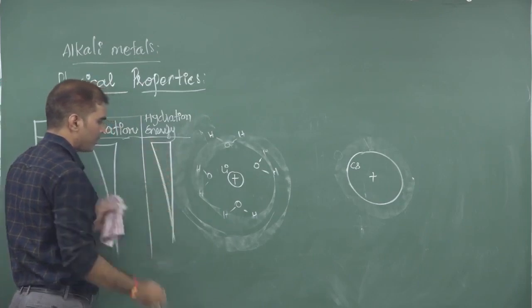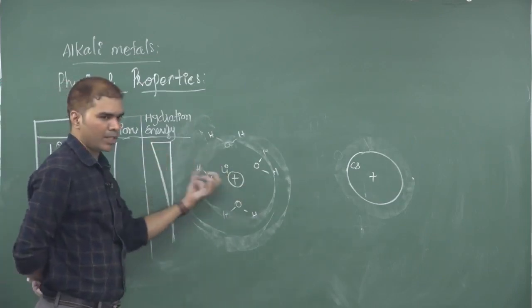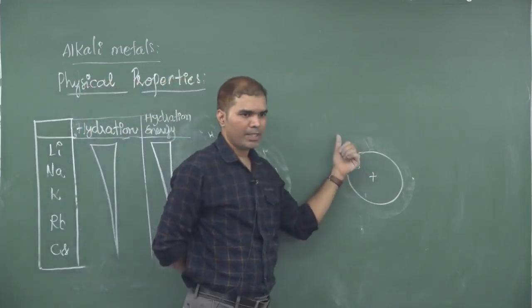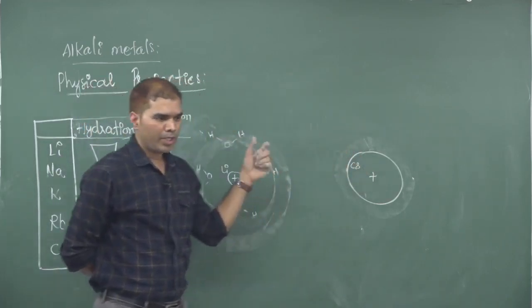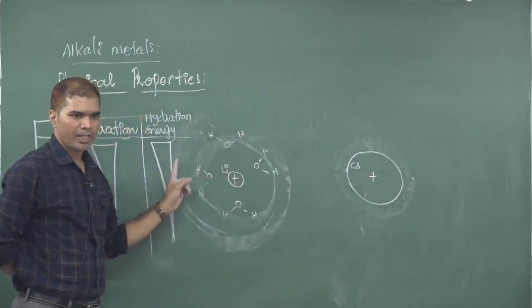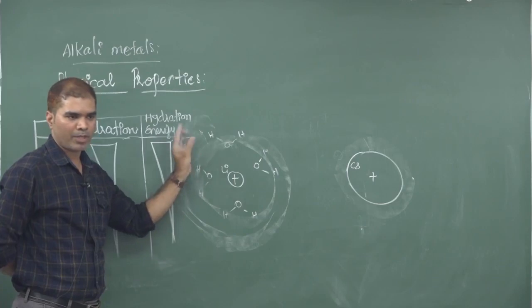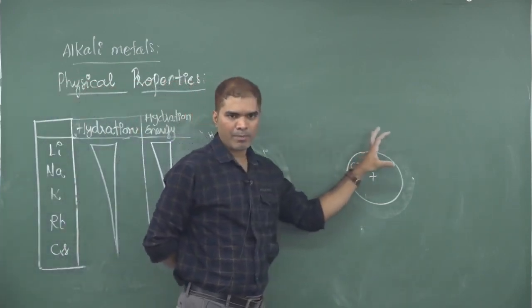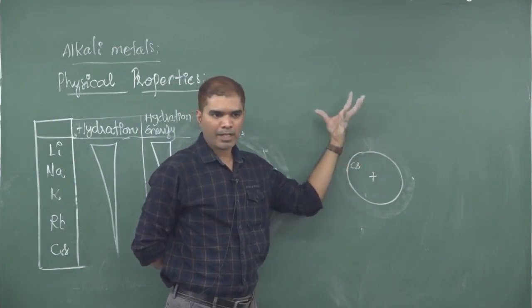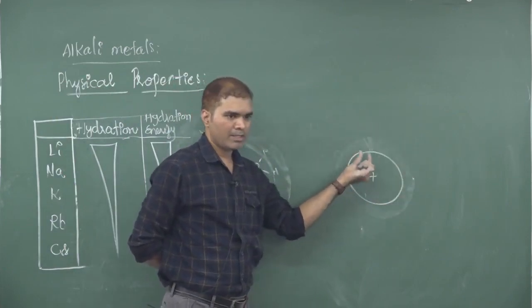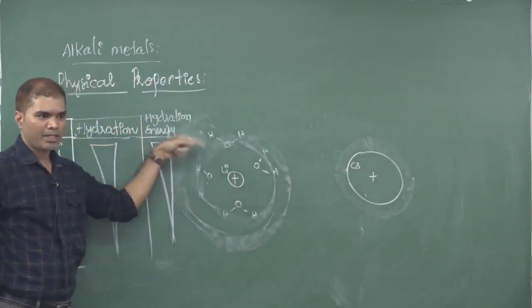decreases. In this case, more water molecules are coming close, more energy is released. In this case, less water molecules will come, less energy is released. What is happening to the size of the hydrated ion? Size of the hydrated ion, whenever the metal ion is smaller, is large. But as the size of the metal increases, hydration is less, and what is happening to the size of the hydrated ion? Less.